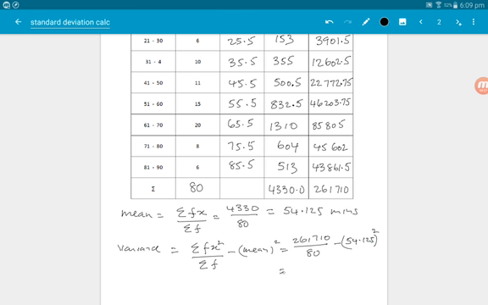The standard deviation, like before, is the square root of the variance. And there we have it.